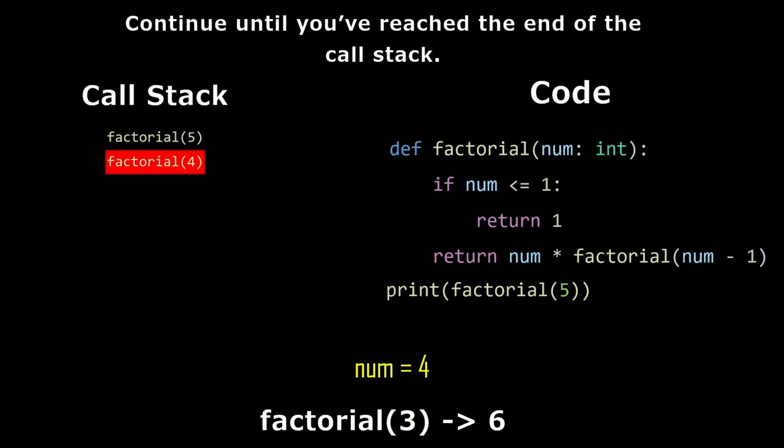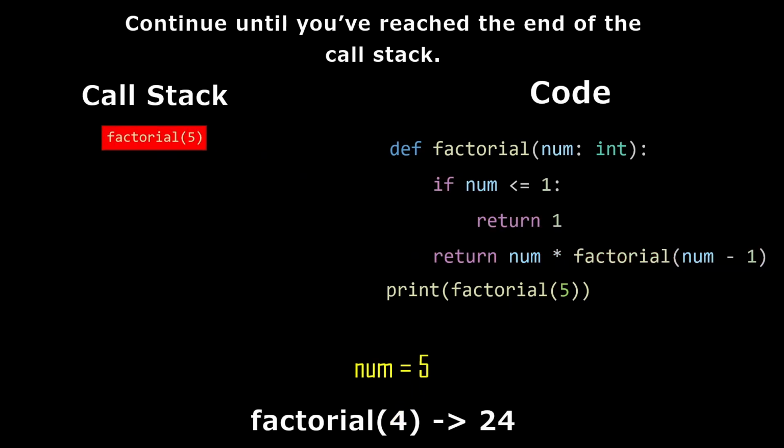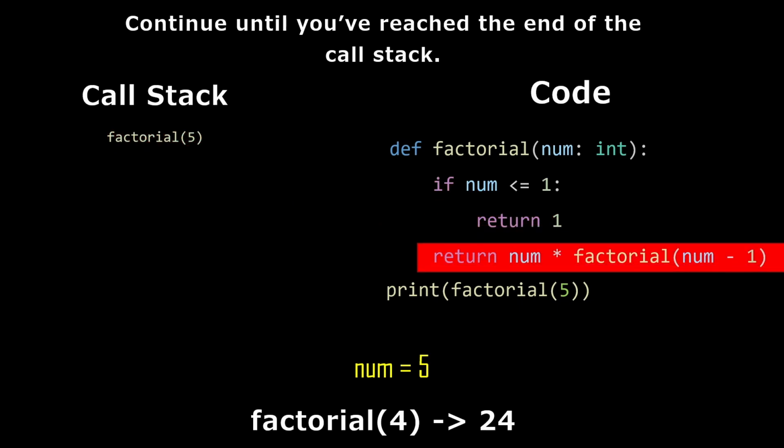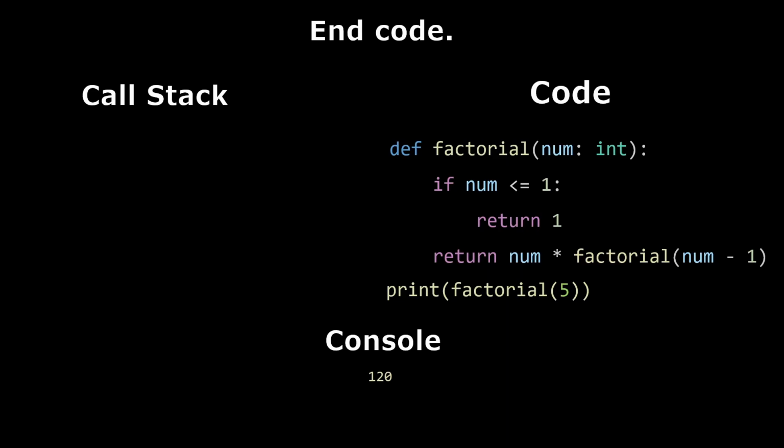And you basically keep doing this until you reach the end. So you have 4 times factorial of 3, which is 6. So 4 times 6 is 24. And finally, factorial of 5. We know that factorial of 4 is 24. Therefore, this is 5 times 24, which is 120. Then you print the result, which is 120, and you end the code. So that, ladies and gentlemen, was factorial of 5. That is the process behind running a recursive function.